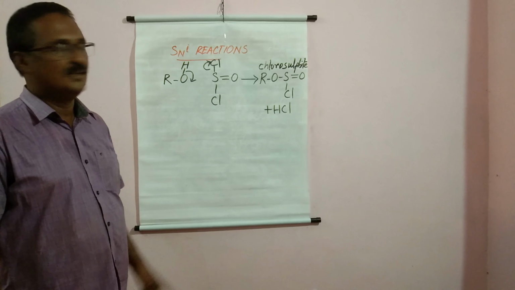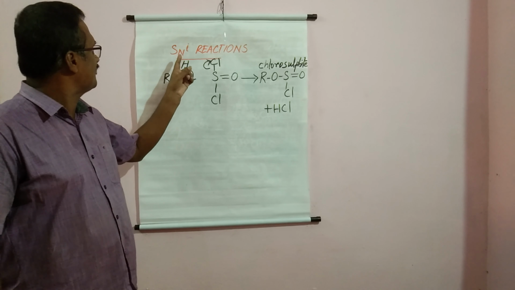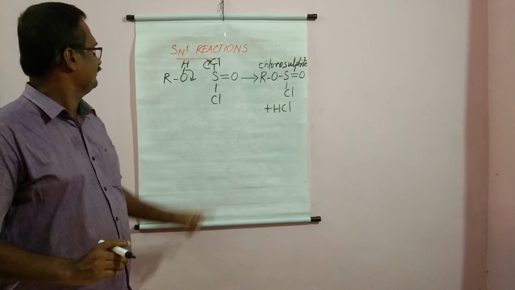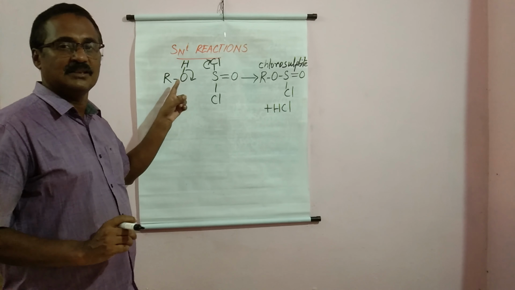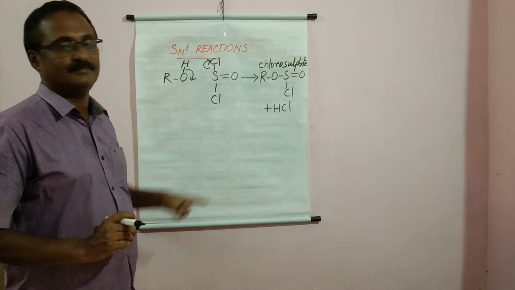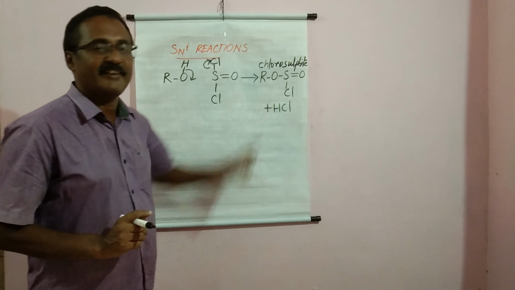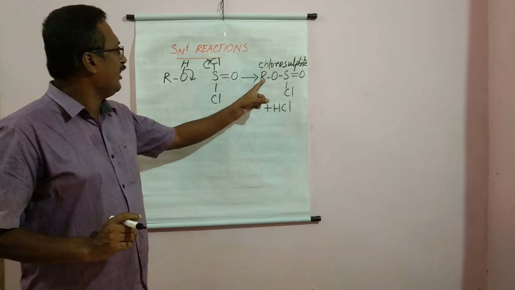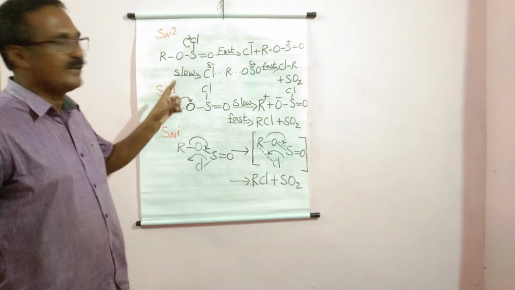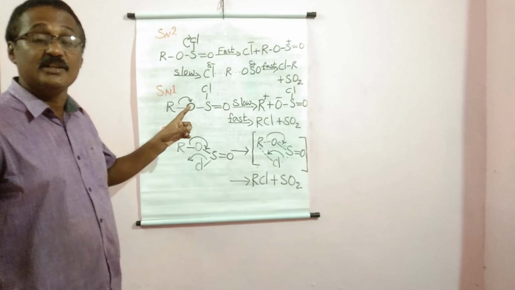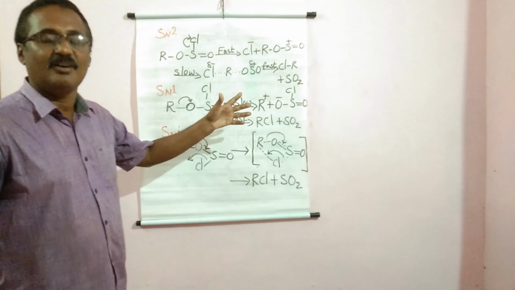Okay. Let us now discuss SNi reactions. SNi means substitution nucleophilic internal. The reaction between thionyl chloride and alcohol is the most extensively studied one. First of all, both of them react to give chlorosulfite. No inversion takes place during this combination. Okay? The reaction between thionyl chloride and alcohol gives chlorosulfite. From chlorosulfite, alkyl chloride is formed.